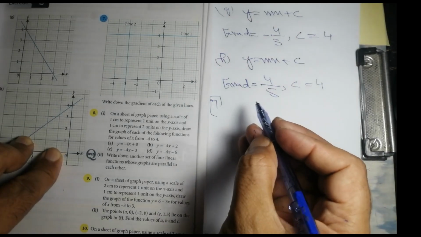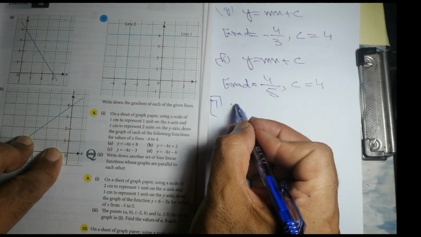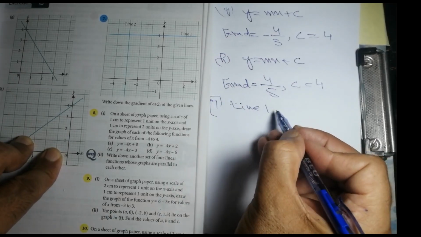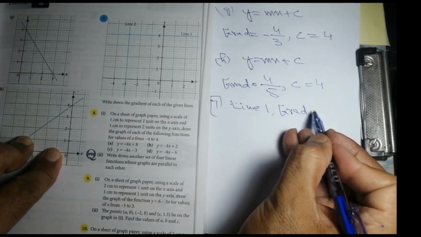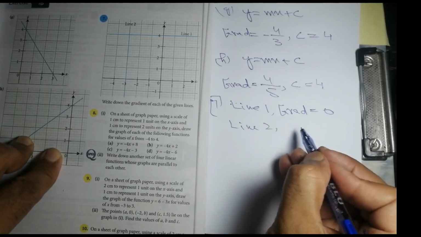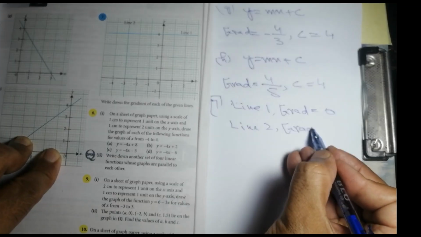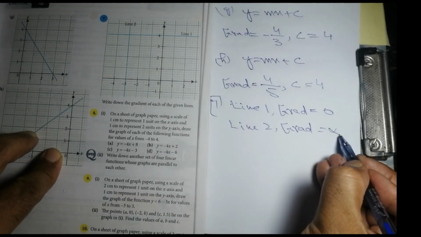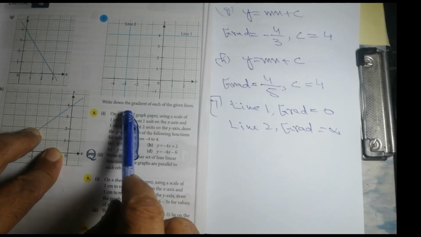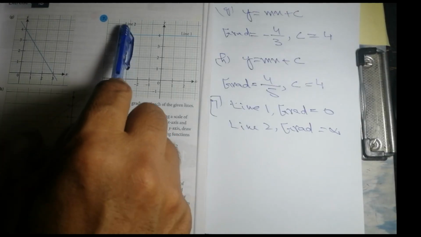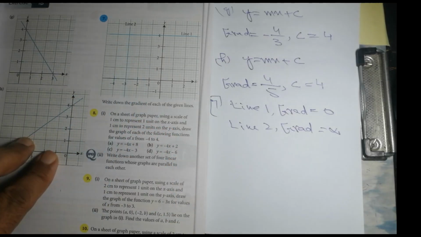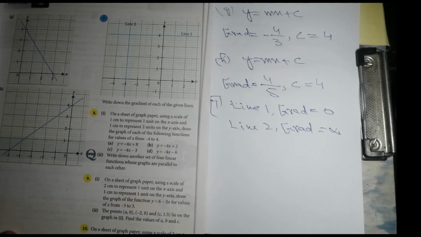For line 1, gradient equal to 0. And for line 2, the gradient will be undefined. This is vertical, parallel to the y-axis, so it keeps on increasing up to an infinite point. So for line 2, the gradient is undefined.